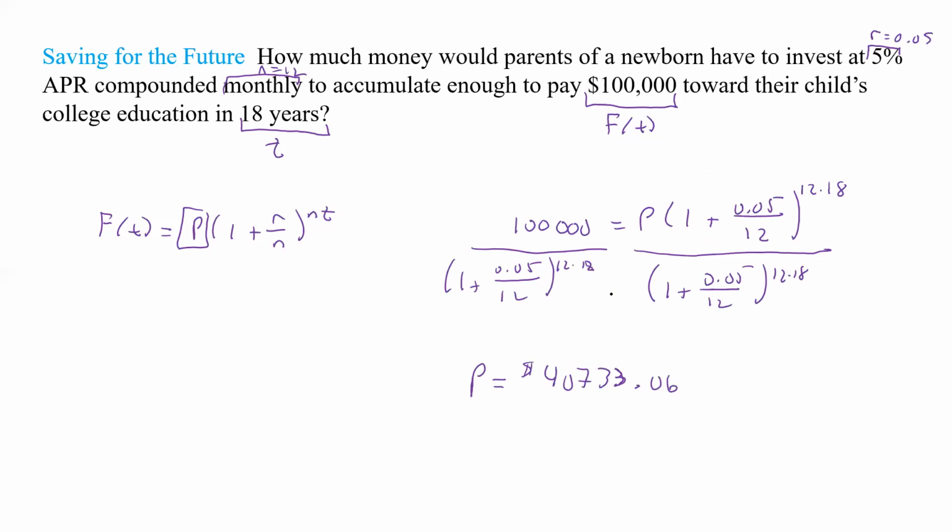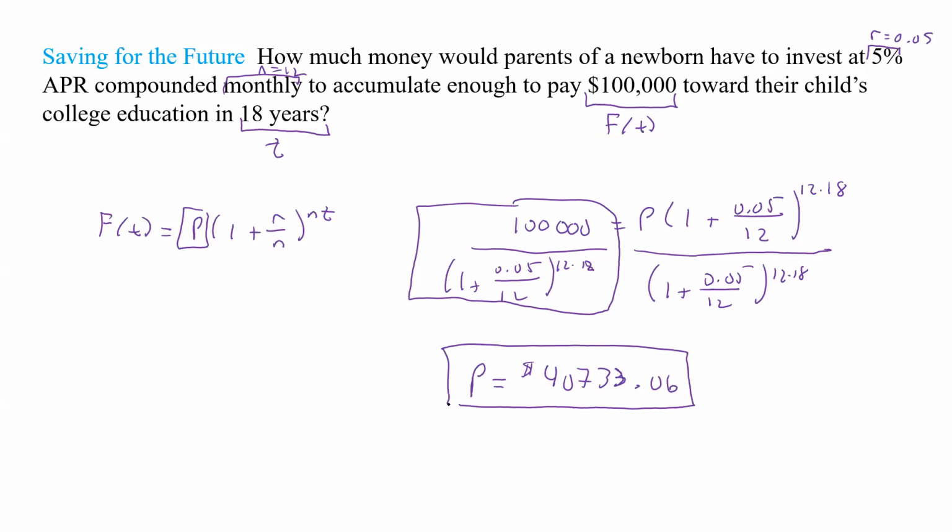But a lot of the times along those ways, you're going to have rounding errors. And so it's best just to type that whole piece in at one time, and then we have no rounding errors, and then we get our principal that we have to invest initially to get to that $100,000 in the future. Okay. All right. So that's all I have for this part. I'll come back in a little bit.